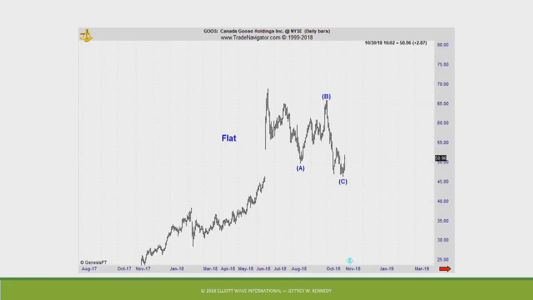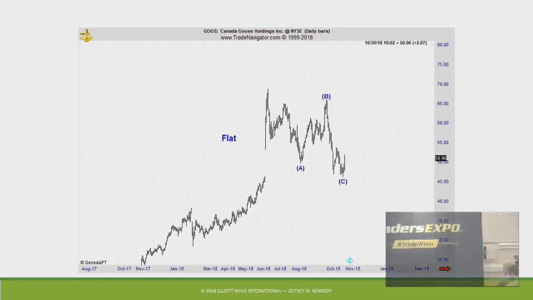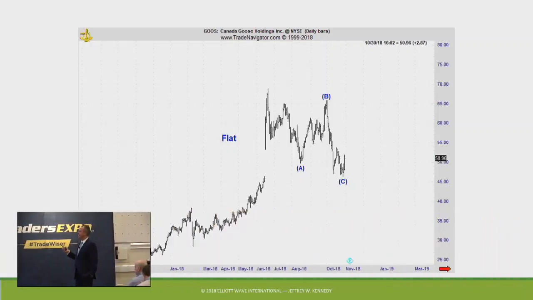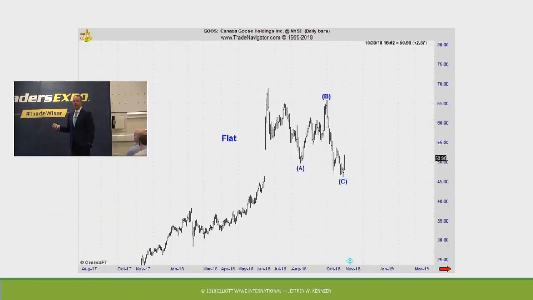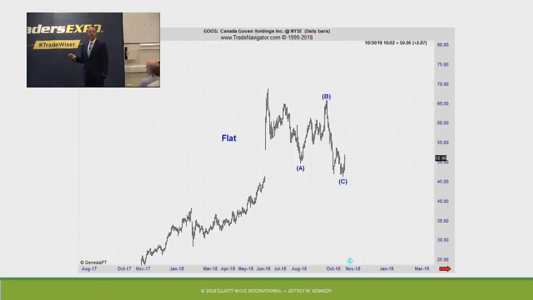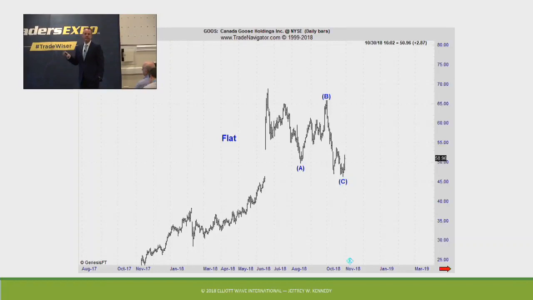Flat. A flat is a 3-3-5 pattern. 3 waves in wave A, 3 waves in wave B, followed by a 5-wave move. Here's a really good example of a flat in Goose. And as a corrective wave pattern, what do we know? Okay, everybody, I thrive on audience participation, so if I don't hear some answers, I'm going to start calling on people here. A corrective wave pattern is a counter-trend price move. That's all it is. So if you see a correction, at some point you can look for that move to be more than fully retraced.